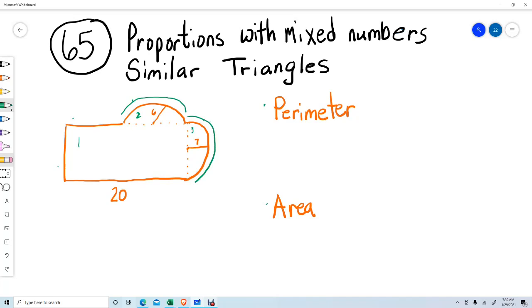If the bottom side is 20, if this radius is 6, we know that this is 6, and this is 6, and this is 6, because from the center out to any edge of a circle is a radius, and that's 6. So this is going to be 6. Likewise, this is going to be 6. I can come over here to my other semicircle and do the same thing. If this is 7, this is 7, this is 7, and this is 7.